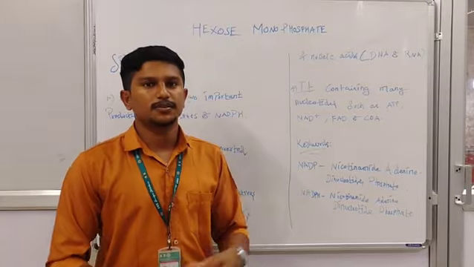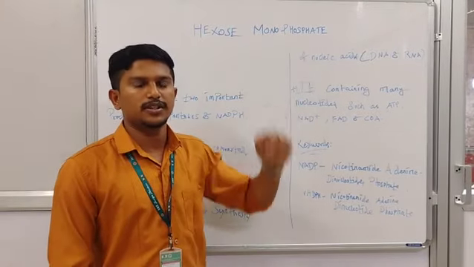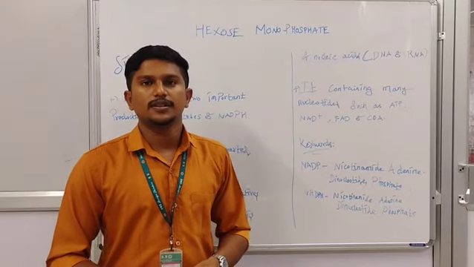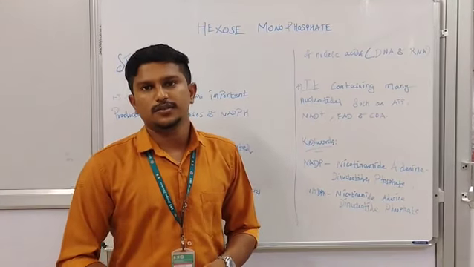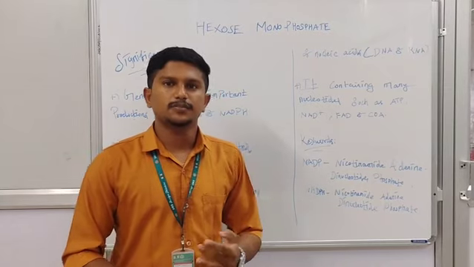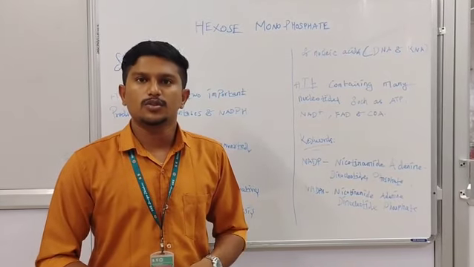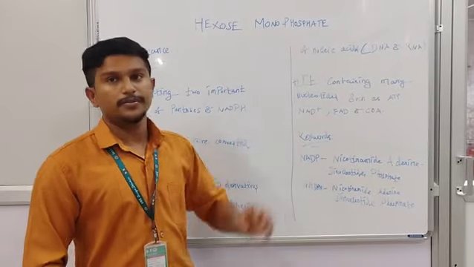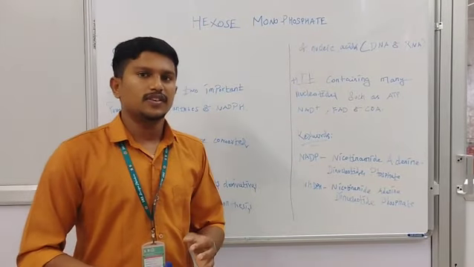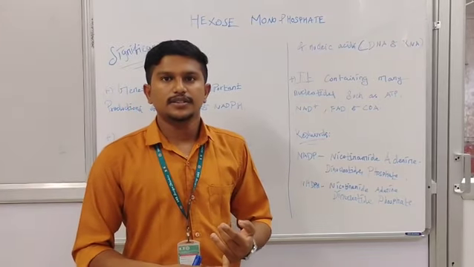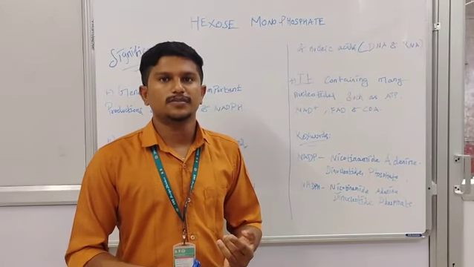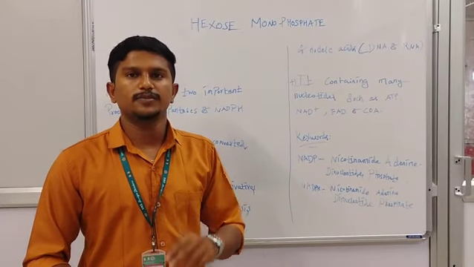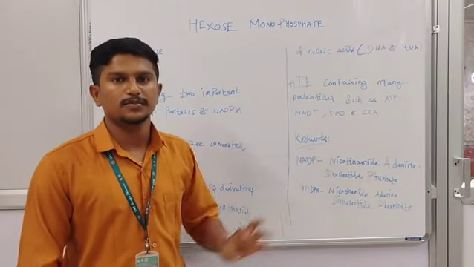From today we are going to discuss the topic of Hexose Monophosphate. First of all, what does Hexose Monophosphate mean? It is otherwise known as the Pentose Phosphate Pathway. That's the first name. The second name is the phosphogluconate pathway. These two names belong to the Hexose Monophosphate pathway. The first one is the Pentose phosphate pathway, and the next one is the phosphogluconate pathway. These two names are the derivatives of Hexose Monophosphate.